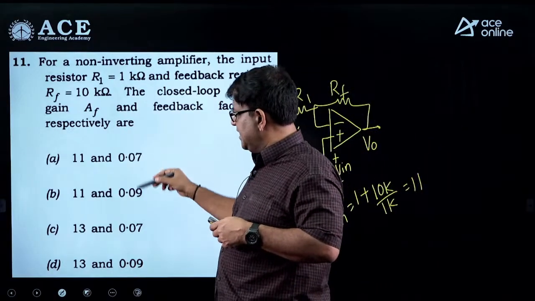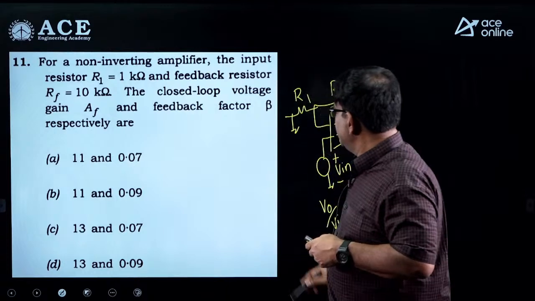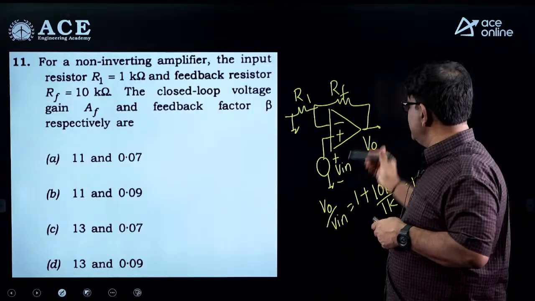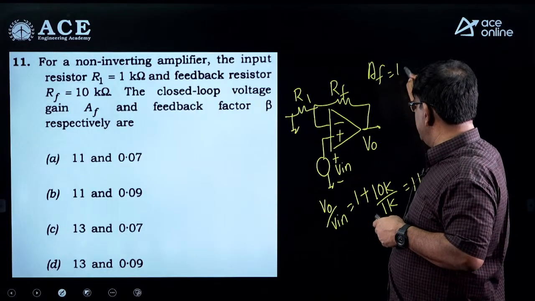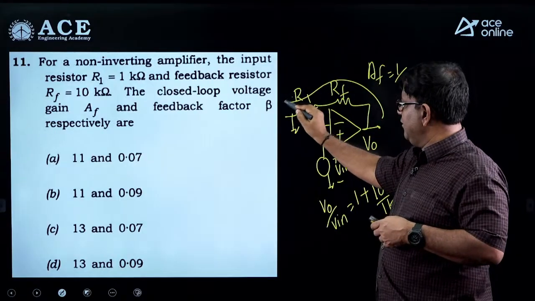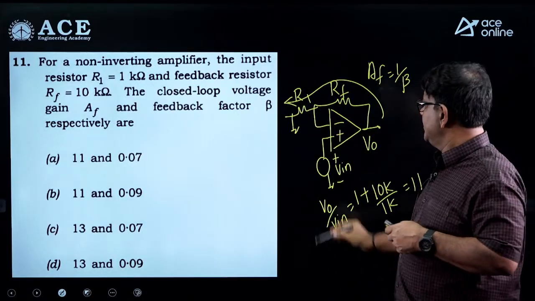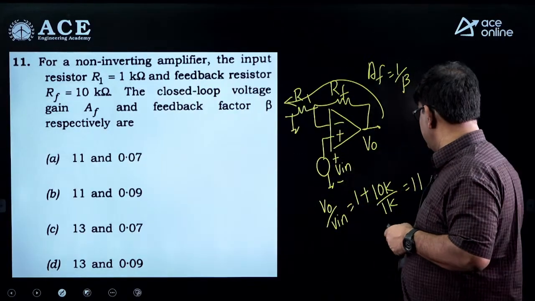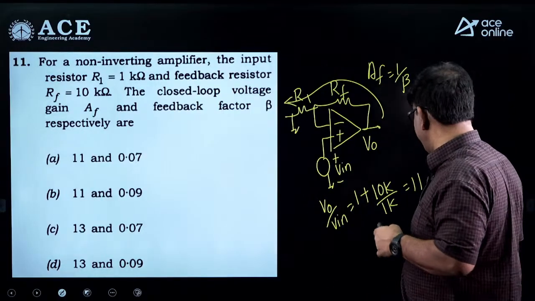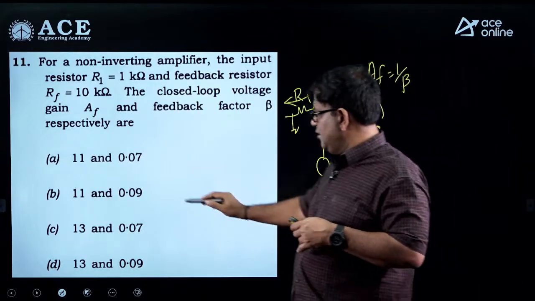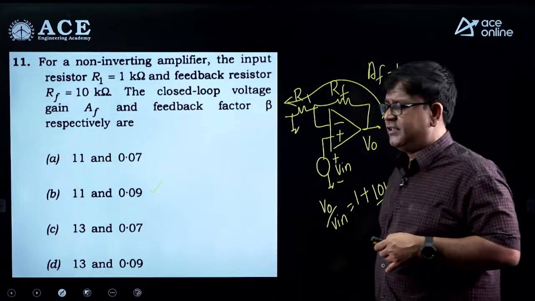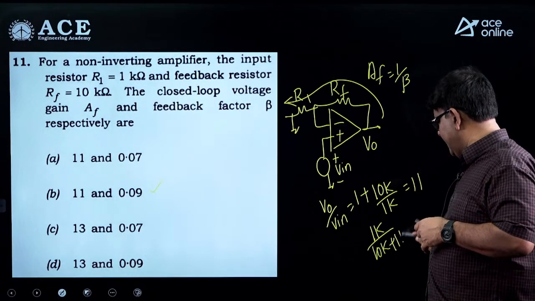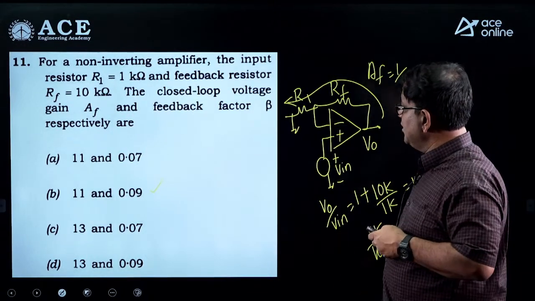But you can see two options are there, A and B. He has also asked for the feedback factor. The feedback factor is always the inverse of the gain. Or you can calculate the feedback factor by voltage division. So the feedback factor is the voltage Vf by V0, which is R1 by RF plus R1, which is exactly the inverse of this 11. So 1 by 11, hopefully 0.09. So 1K by 10K plus 1K is the feedback factor. So hopefully 0.09.